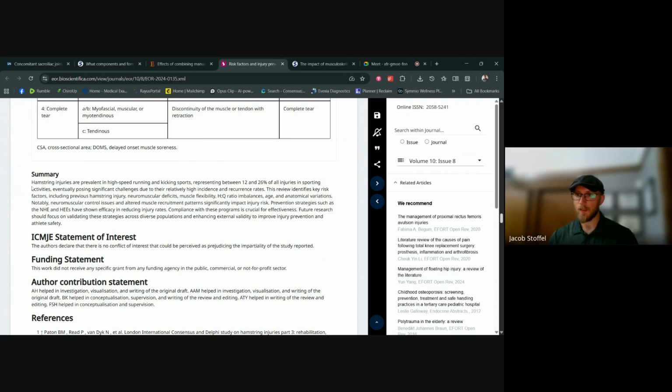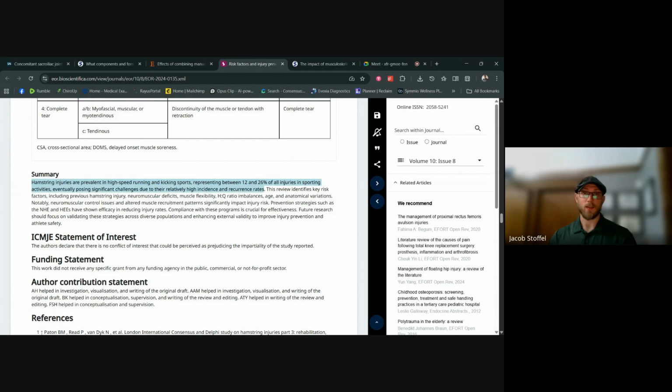It's not saying that much that we don't know, at least by observation. Because what do people hear all the time if you're running, sprinting? Oh, I pulled a hammy. So it's pretty common. To that effect, hamstring injuries are prevalent in high-speed running and kicking sports, representing 12 to 26% of all injuries in sporting activities. So very, very common.